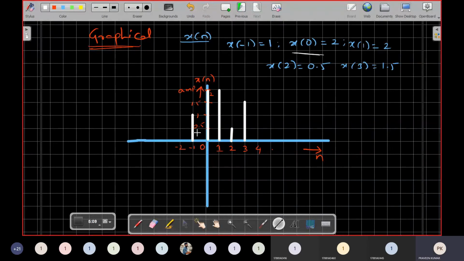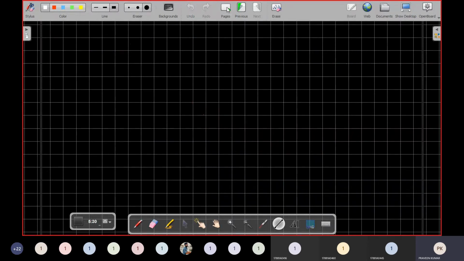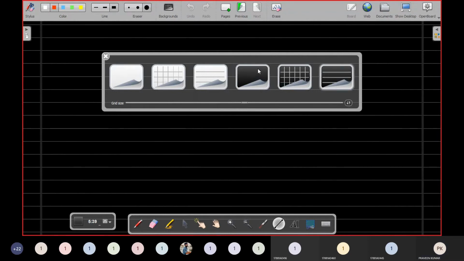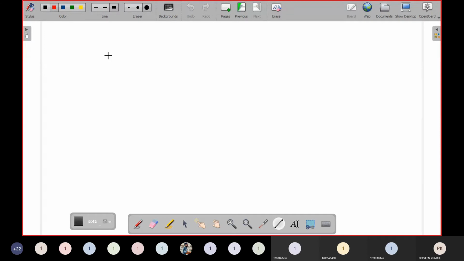Can you represent the same signal in functional form? Now try to check whether there is any generalized relation among these amplitudes: 1, 2, 2, 0.5 and 1.5. There is no certain relation among these amplitudes. So in such cases, the second category is functional representation.